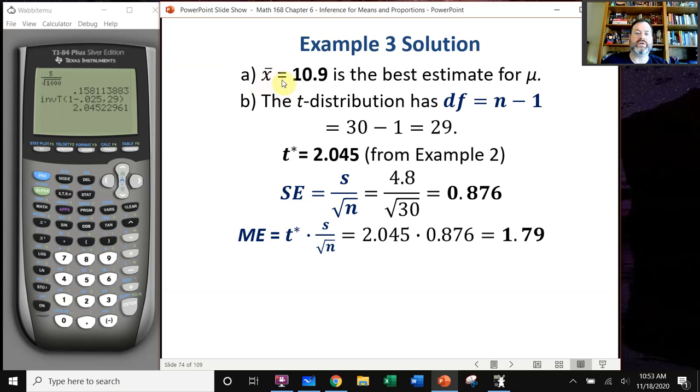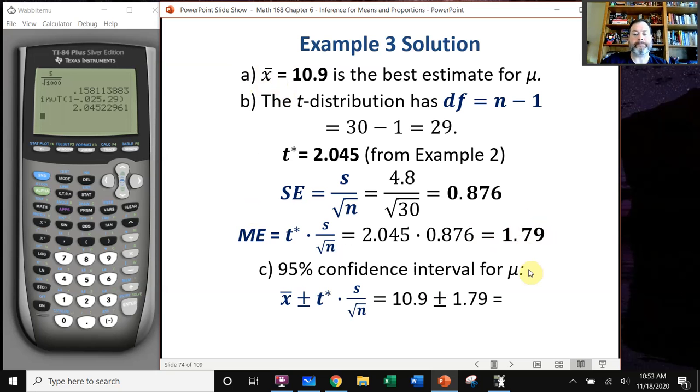So the confidence interval is the sample statistic plus or minus the margin of error. And so you get 9.11 to 12.69. Go ahead, make sure you can get all these numbers. Pause the video if necessary and make sure you're getting all the same values. This is what the exam is going to look like. Not a ton of it, but enough of it that it's worth a lot of points.